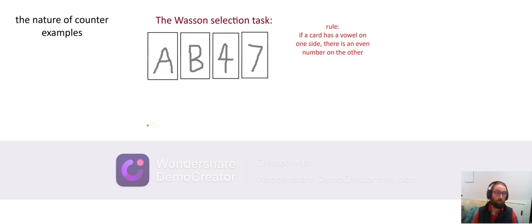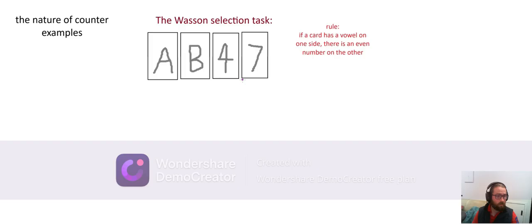The idea is that there are 4 cards, and on every card, one side has a number and the other side has a letter. And there is a rule. The rule says if a card has a vowel on one side, there is an even number on the other. Right, so a pretty straightforward rule.